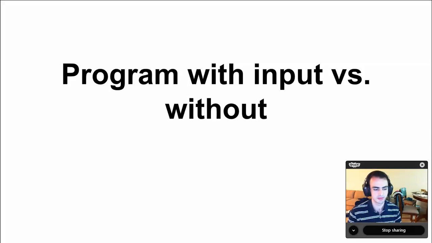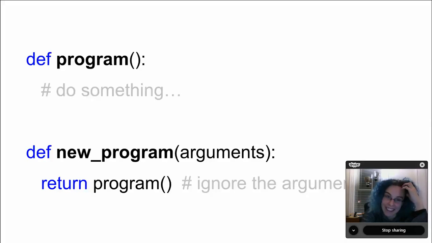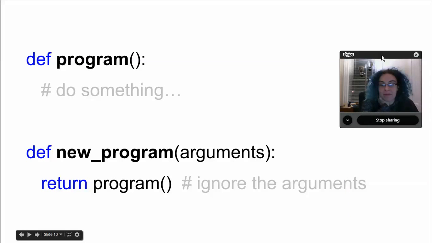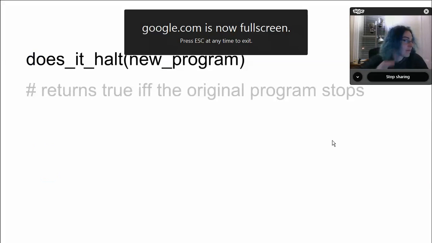When you say input, does that also include any other environmental variables that might be different? Well, we aren't considering any environmental variables. Okay, then I would say that without input would be way easier because you just run it once and it's deterministic. Yes, so you can have a program, and you create a new program that just ignores the arguments. And then you run your does it halt program on that.